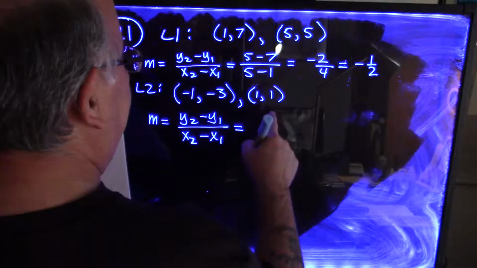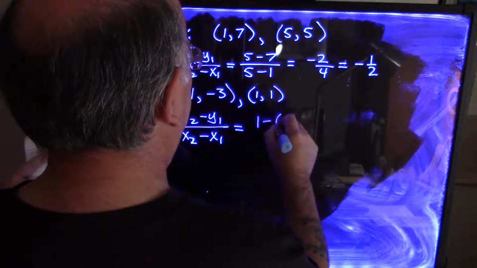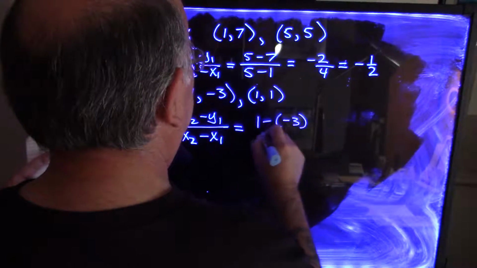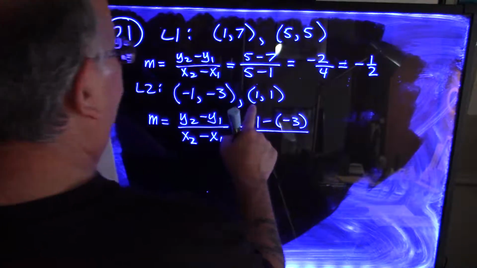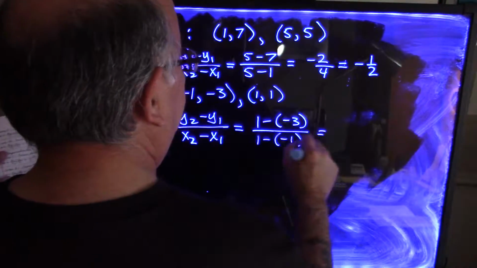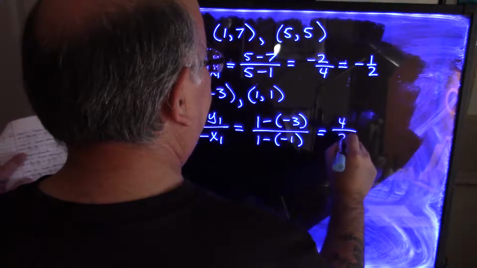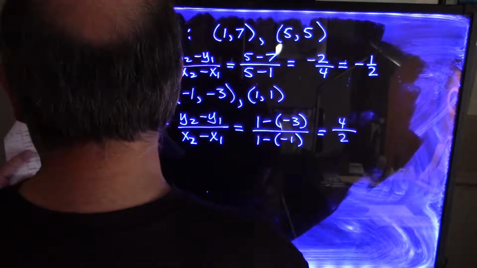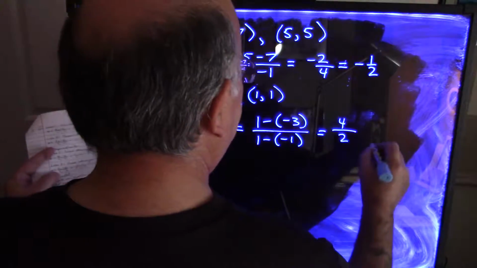Okay, so we've got 1 minus a negative 3 over 1 minus a negative 1. Okay, 1 minus a negative 1. So this is 1 plus 3 is 4 over 1 plus 1 is 2, and that equals positive 2.